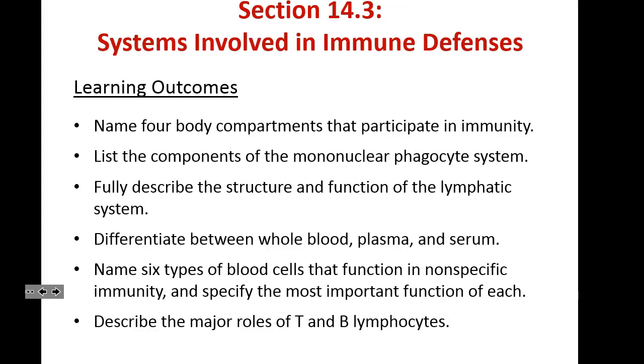Okay, in this section, we're going to learn to name 4 body compartments that participate in immunity. We're going to list the components of the mononuclear phagocyte system, describe the structure and function of the lymphatic system, differentiate between whole blood, plasma and serum, name 6 types of blood cells that function in non-specific immunity and specify the most important function of each, and describe the major roles of T and B lymphocytes.